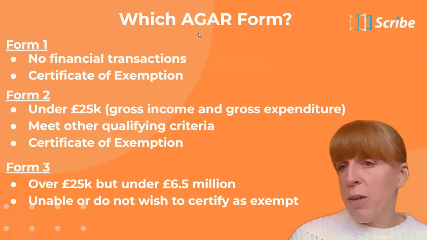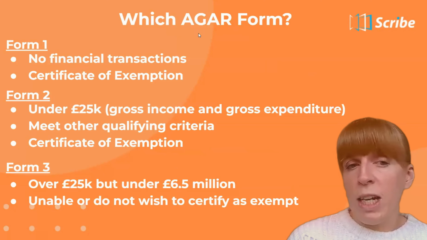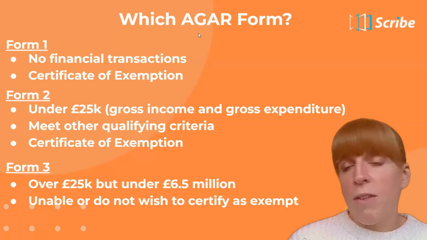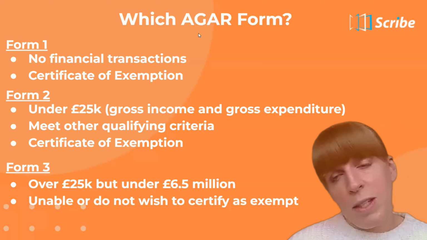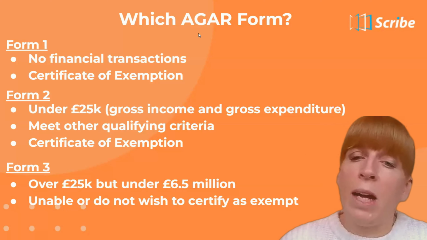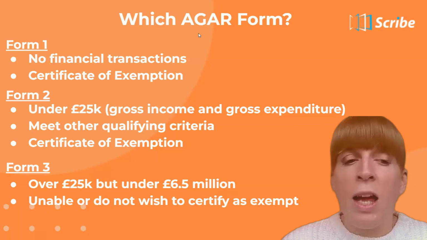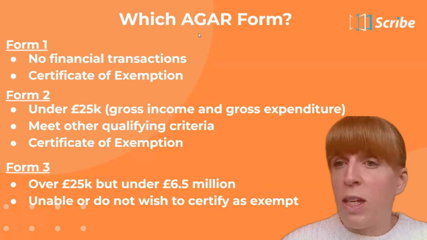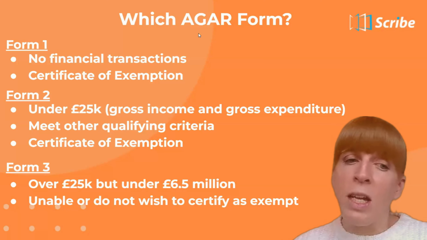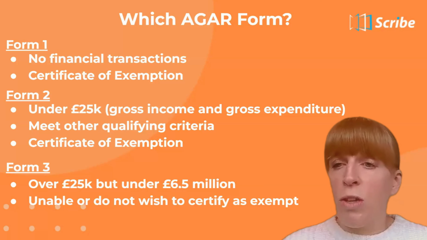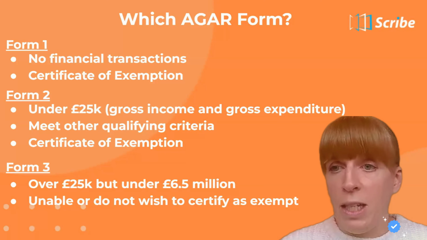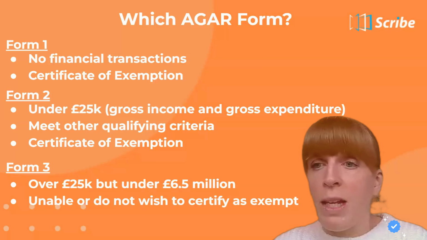So Form 1, probably not relevant to any of you, is for councils with no financial transactions, and therefore it'd be the certificate of exemption. Form 2 is if you meet the criteria to certify yourself exempt, and that's being under 25k of both gross income and gross expenditure for the financial year. You do have to meet some other qualifying criteria that is detailed on the certificate of exemption, and it's worth mentioning at this point, the certificate of exemption is exempting you from sending the AGAR to the external auditor. It is not exempting you from completing it. So regardless of that, we need to complete the AGAR.